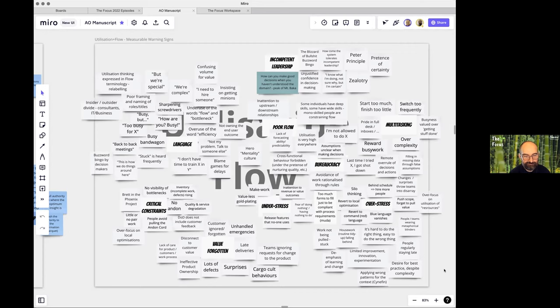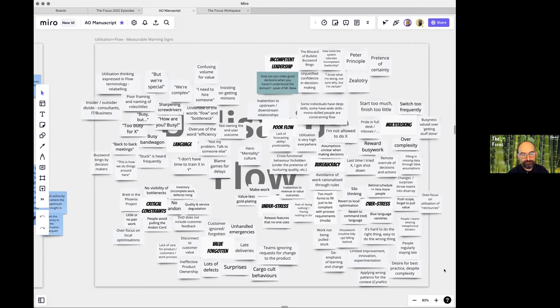You get a lot of gold plating happening. Instead of shipping something, people just keep adding more value to a product that may not necessarily be utilized or used. There's a fear of doing nothing or having nothing to do. These are all aspects of understress.